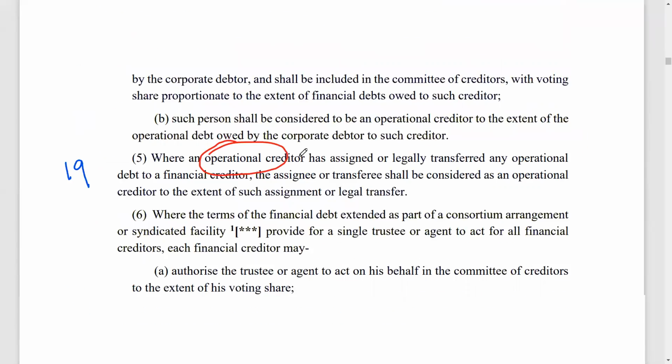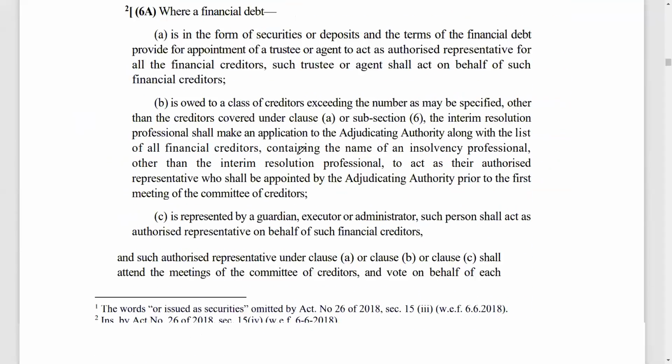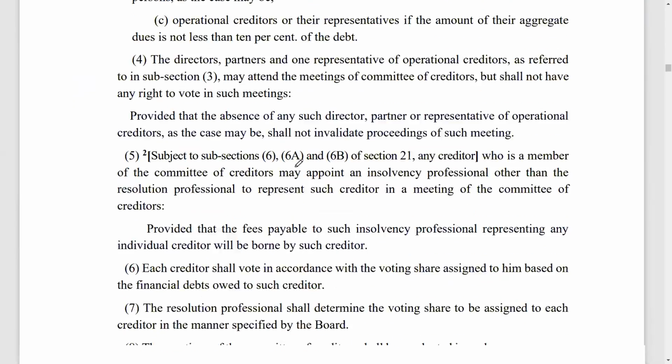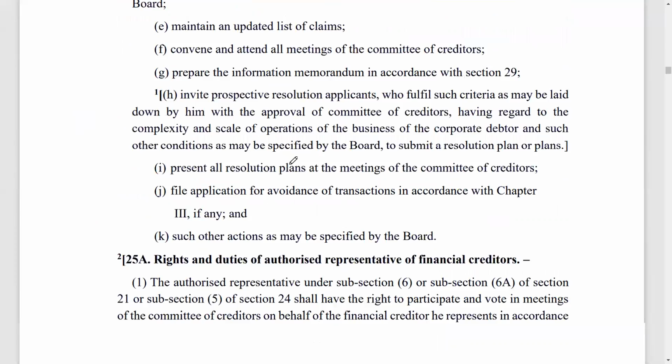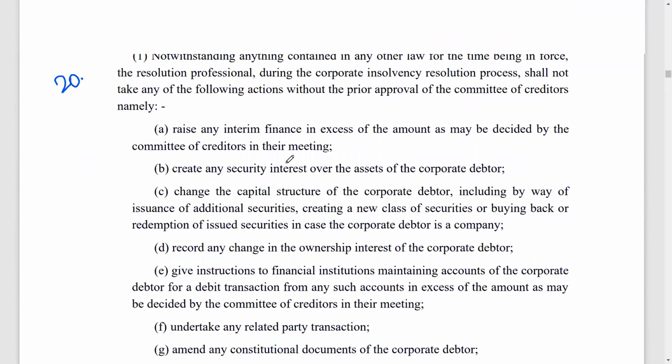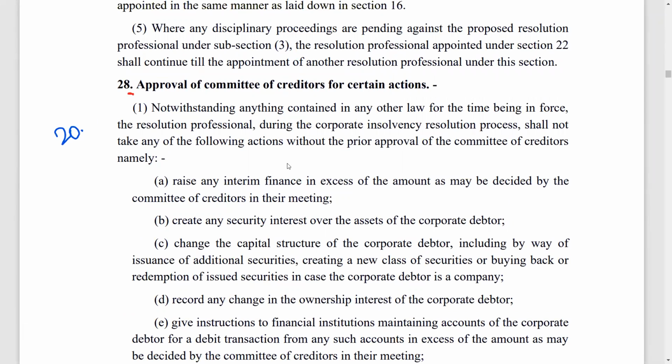Thereafter, there is another point which I would want to discuss. I've just marked those points beforehand so that I don't miss out any when I record this lecture. Then you have this point, approval of the committee of creditors. When we talk about approval of the committee of creditors, there are certain actions which the resolution professional will have to take only with the prior approval of the committee of creditors.